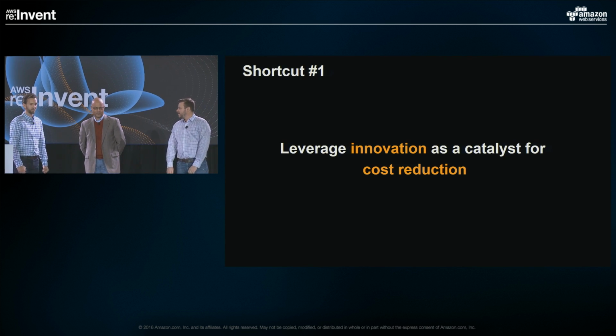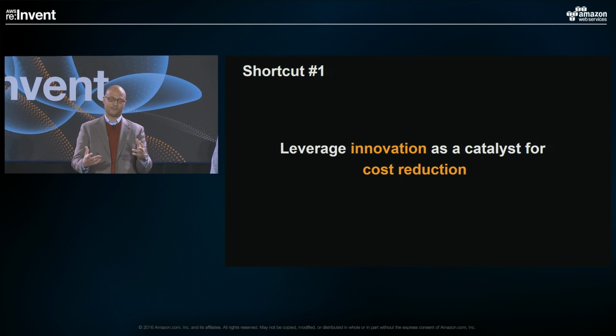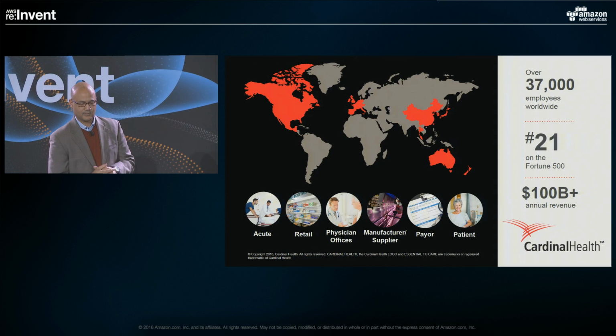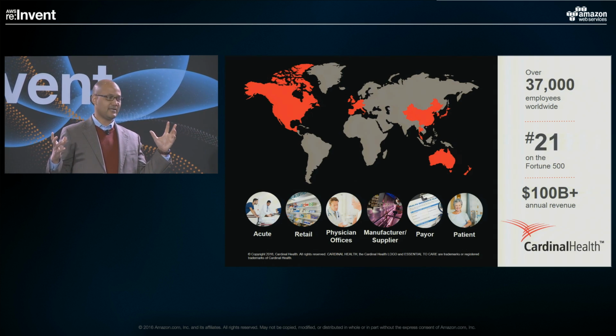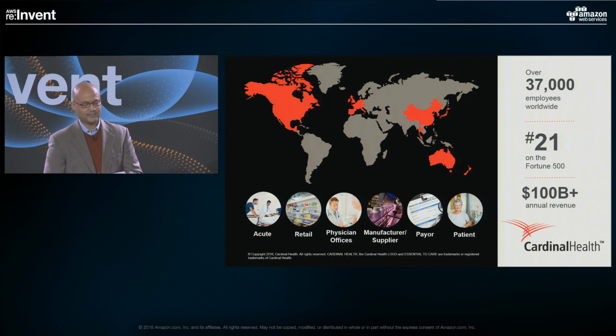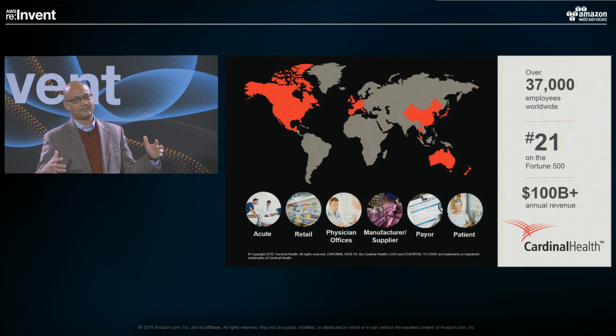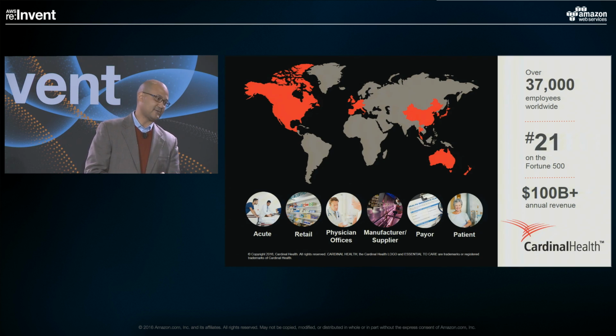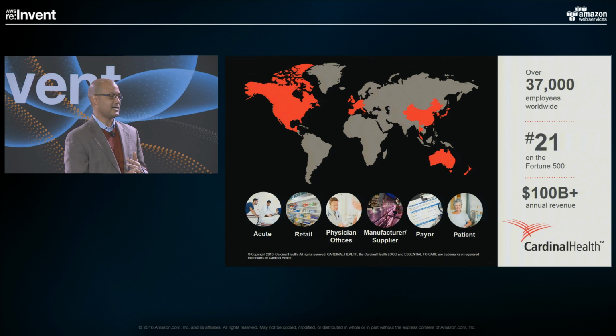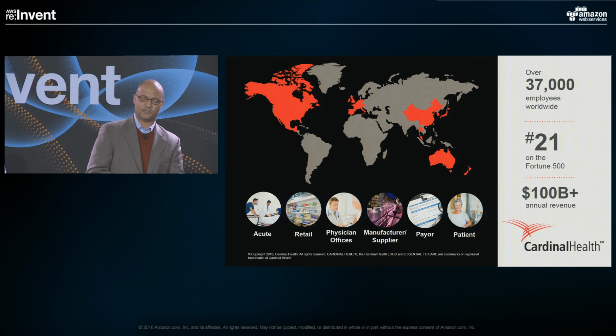Yeah, correct. So I guess just to introduce Cardinal and what we do, if you look at our slide, we're a large enterprise like many large enterprises, right? We have over 37,000 employees, 21 in the Fortune 500, $100 billion revenue. As a large enterprise, making changes and adjustments in strategy and direction, in a small margin business, we're very methodical in the decisions that we make and in how we approach change and adjustments in our organization.